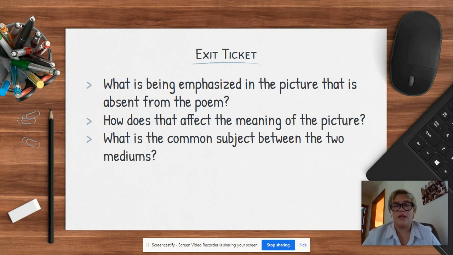How does that affect the meaning of the picture? So if we see the picture and we see the lights in the picture, how does that affect our understanding of that common scene of Eurydice being taken away? How does that affect the meaning of that scene? And then what is the common subject between the two mediums? So what is the common scene? Describe that scene. Now this should be at least 3 to 5 sentences of you answering the questions and then using detail from the text or the picture to back it up.